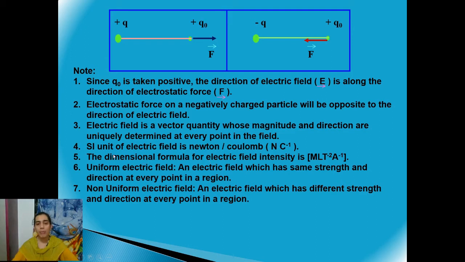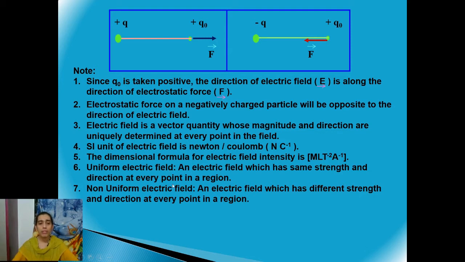And the dimensional formula for electric field we can derive as M L T to the power of -2, A to the power of -1. You have learnt how to derive the dimensional formula in first PU physics, so we will not be going deep here.